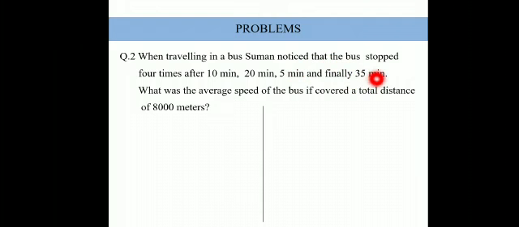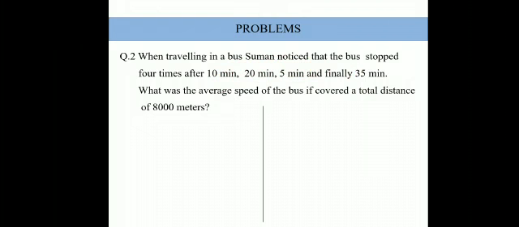So, the greater the time, we can say that the bus has traveled a larger distance in the final 35 minutes, isn't it? So again, when traveling in a bus, Suman noticed that the bus stopped a total of 4 times. First after 10 minutes, then after 20 minutes, after that 5 minutes, and finally after 35 minutes.